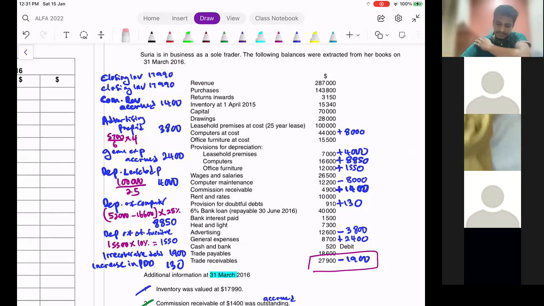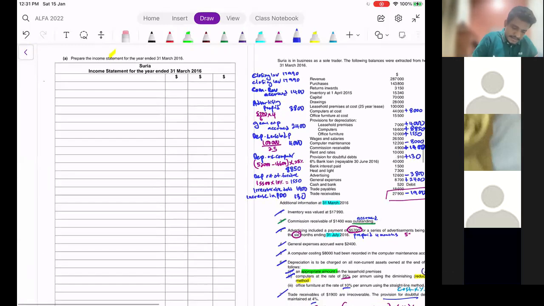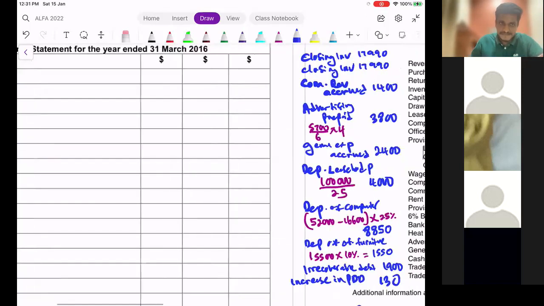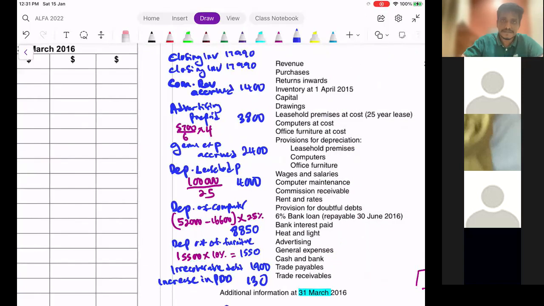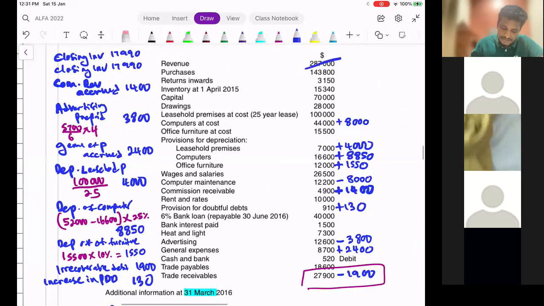First, start with revenue. You remember the format of the income statement? Revenue, cost of sales, other income, other expenses. Okay, first one, we start with revenue. Revenue is 287,000. That's my revenue.